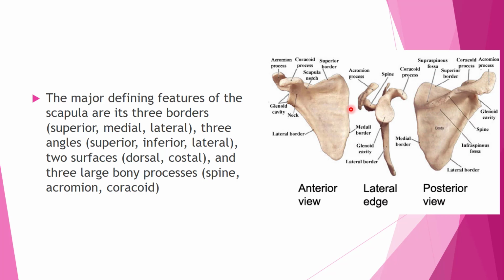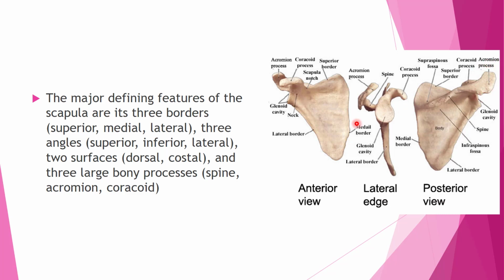And there are three large bony processes. One is called the spine of the scapula, which is present on the posterior surface of the scapula. This is spine. See here in this diagram, this is spine or the spinous process. Then there is coracoid process. This is coracoid process, which we can see from the anterior view. And there is acromion process, which is the continuation of the spine of the scapula. This is acromion process of the scapula.